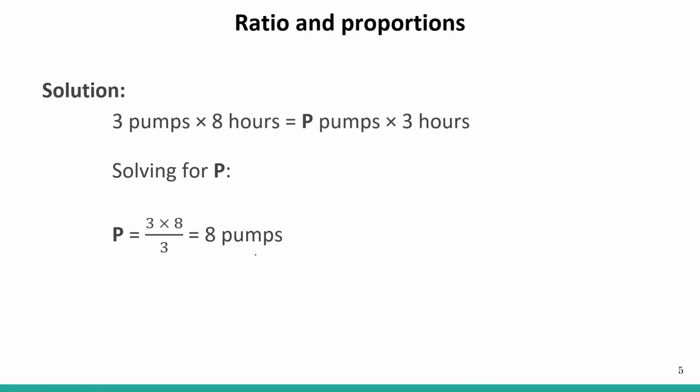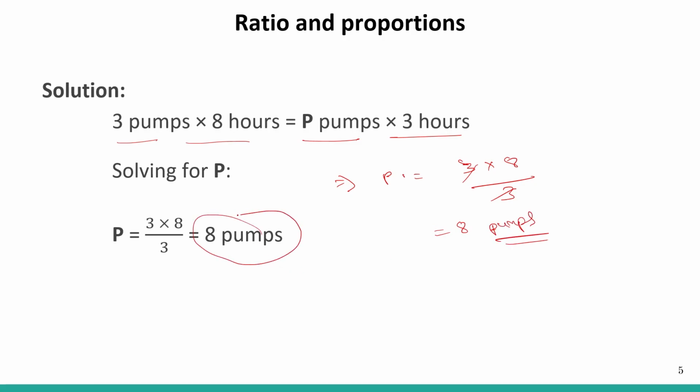So we have 3 pumps and 8 hours. What we have is 3 pumps into 8 hours is equal to P pumps into 3 hours. So this implies that P is equal to 3 into 8 by 3. So 3 gets cancelled out. So we need 8 pumps. All we need is 8 pumps.